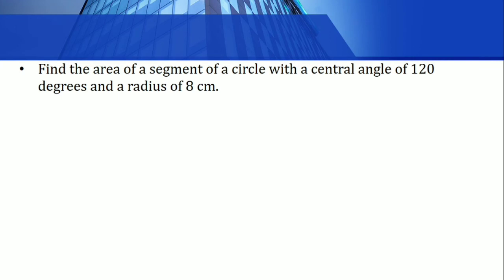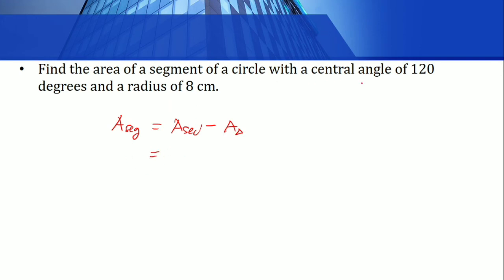So, next, find the area of a segment of a circle with a central angle of 120 degrees and a radius of 8 cm. So, yung area ng segment natin, sabi natin kanina, area of a segment is equivalent to area of sector minus area ng ating triangle. Ito yung formula natin. So, area ng sector.